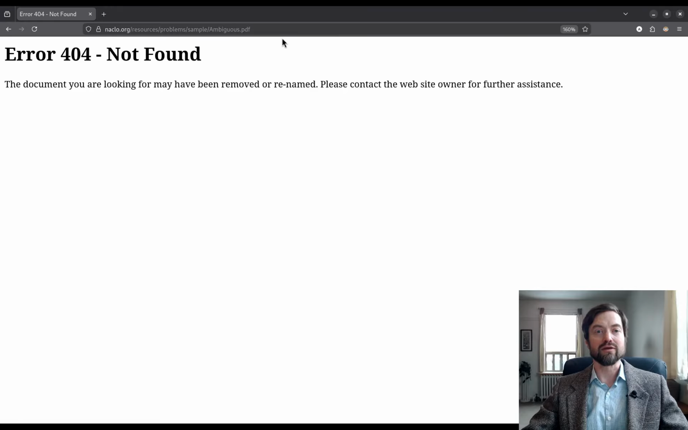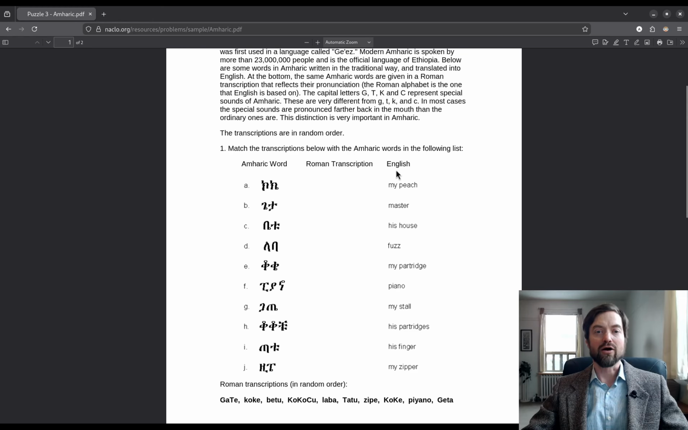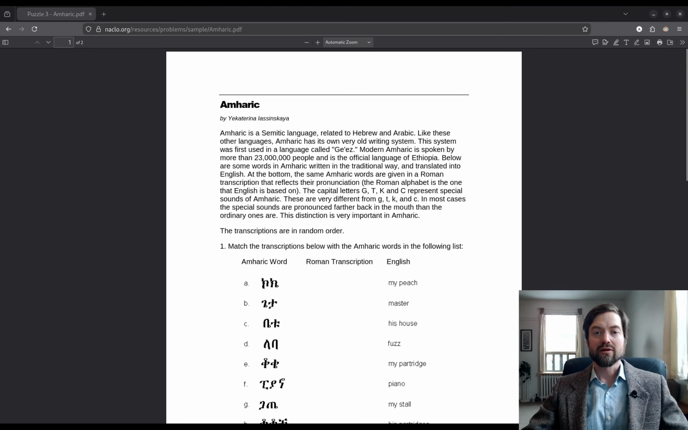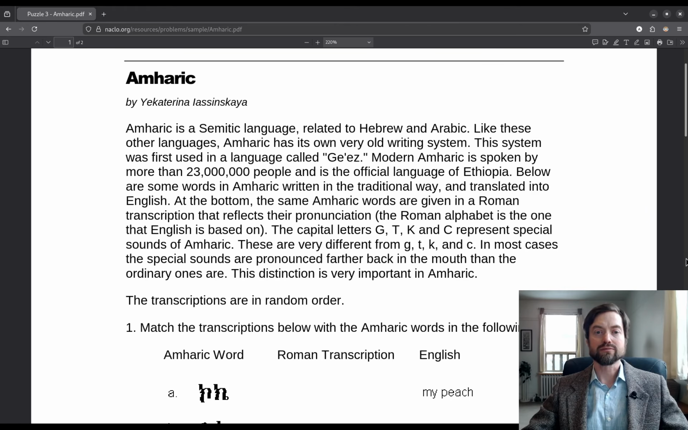Ambiguous, the file is missing. Okay, so we'll skip that one as well. And then we get to Amharic. Okay. Amharic, language of Ethiopia.